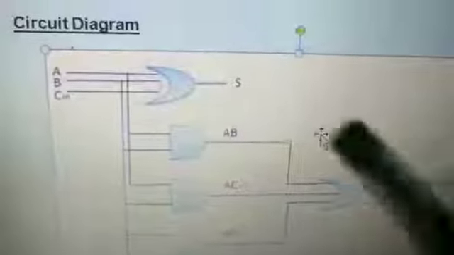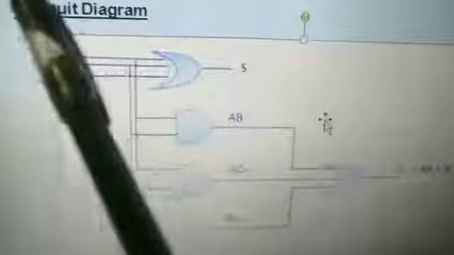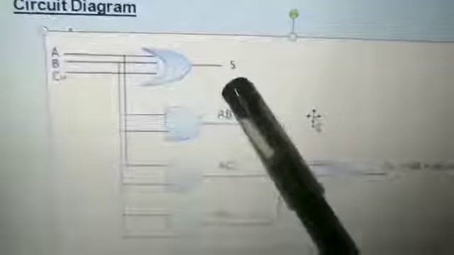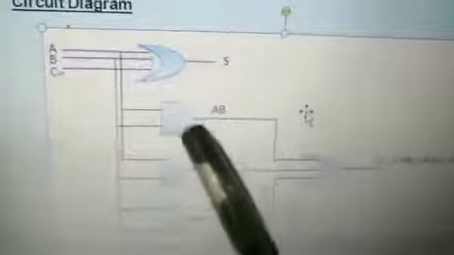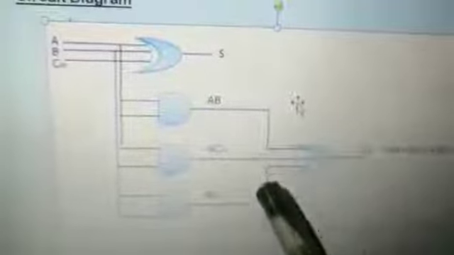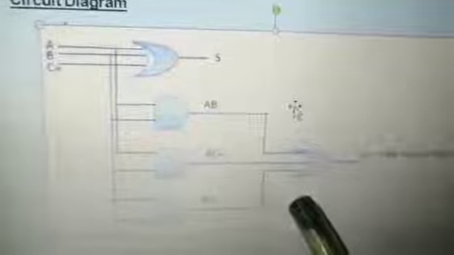Now let's look at the circuit diagram. The circuit diagram shows that these are A, B and C. Both the inputs are passed through the XOR gate. Next, AB, A C in and B C in are the expressions for the carry part. Again it goes to the XOR gate, and again we get this expression.